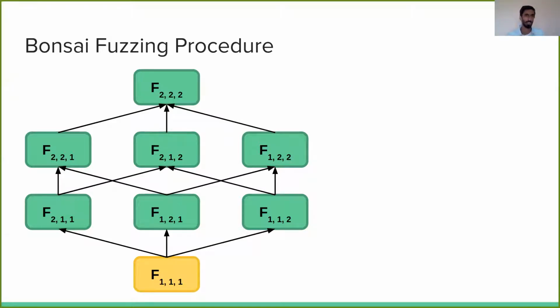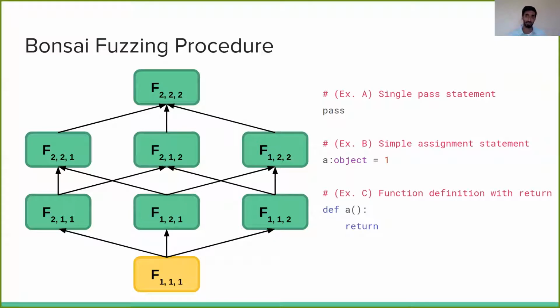And so when we look at the Bonsai fuzzing procedure, here's how it goes. We start off by running f111. So we are running our smallest possible grammar fuzzer with coverage-guided fuzzing. And we generate inputs that look like this. We have very small inputs, such as a single pass statement, simple assignment statement, a very small function definition. And these inputs are very concise, but they're not able to achieve very high coverage.